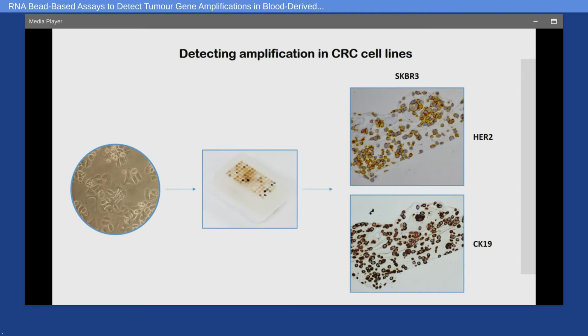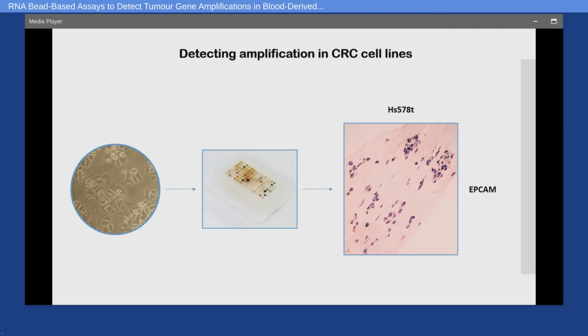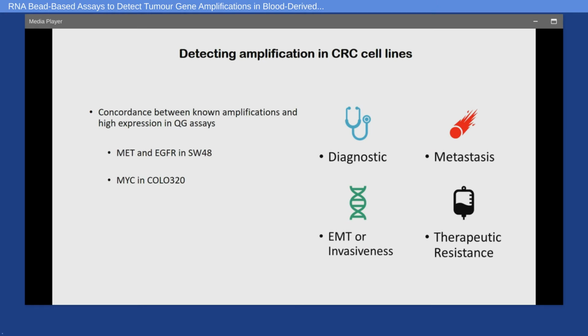For instance, this is an SKBR3, which is HER2 positive, cytokeratin 19. And this is why we wanted to really look at how sensitive our technology is, so that we move on to exosome research. For instance, if we use EpCAM, we will never capture such cells like the Hs578T because it is EpCAM negative. So we managed to detect amplifications as expected in cell lines. For instance, if we look at SW48, we know that there are the MET and the EGFR amplifications. We see them at a cellular level in the cell line itself. That's normal.